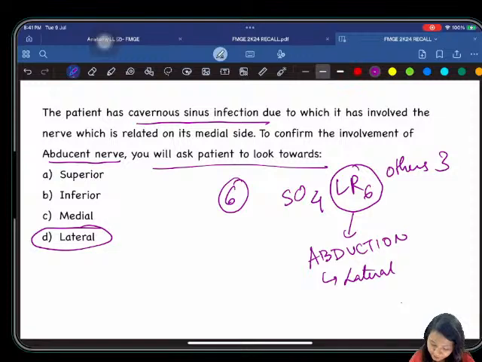Anybody who has attempted this question can answer in the chat box whether it is correct or wrong, or if you have any doubt.